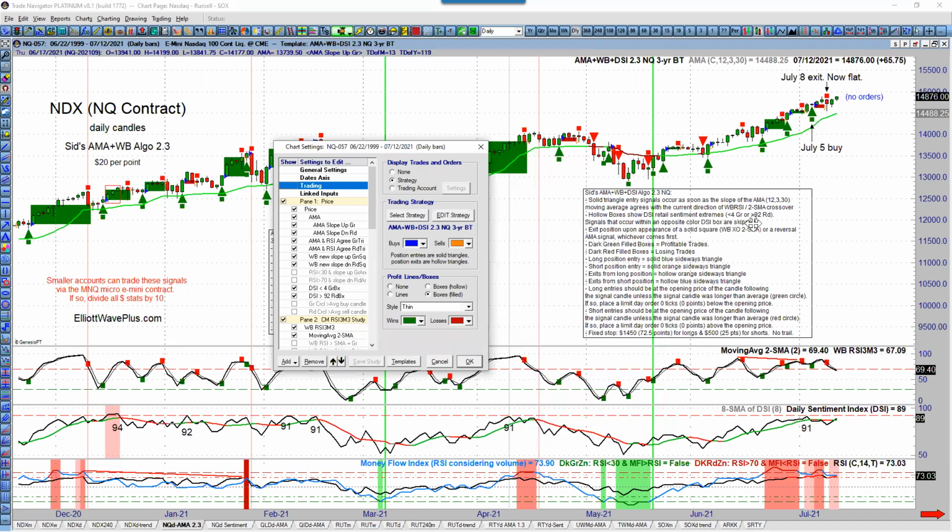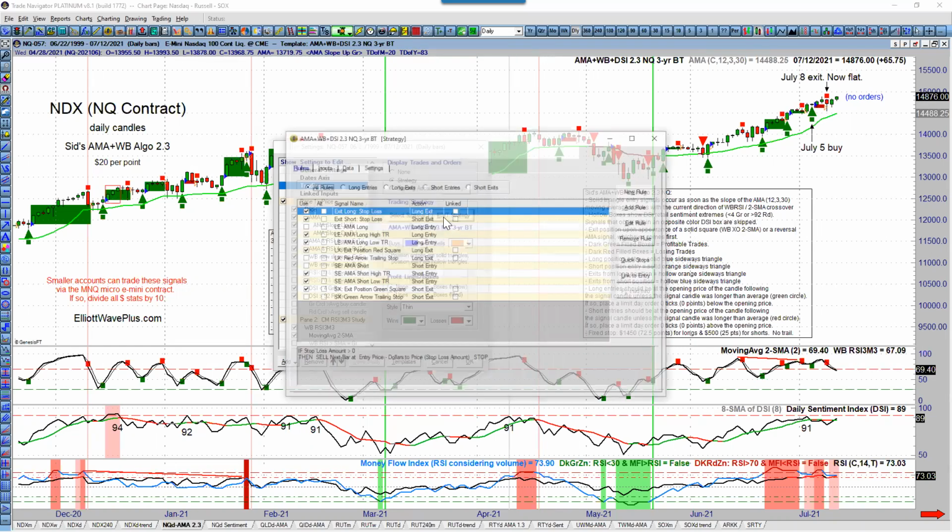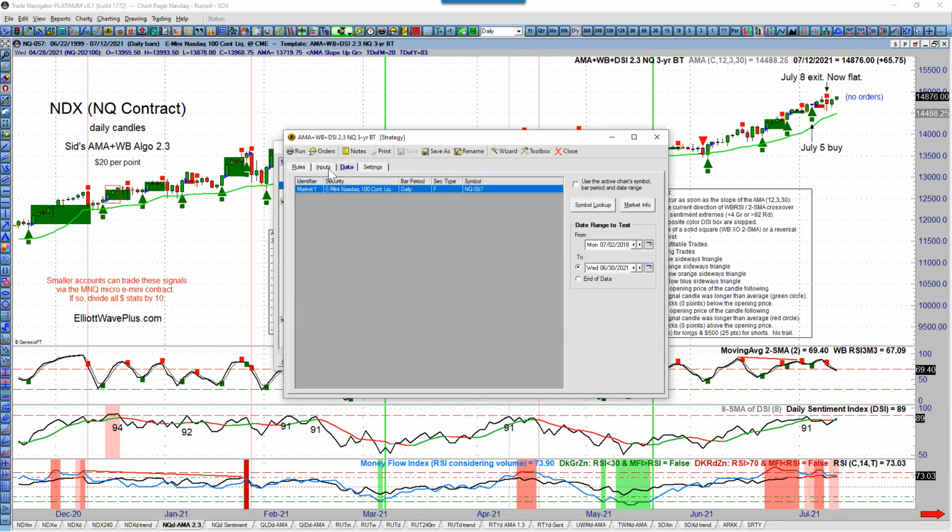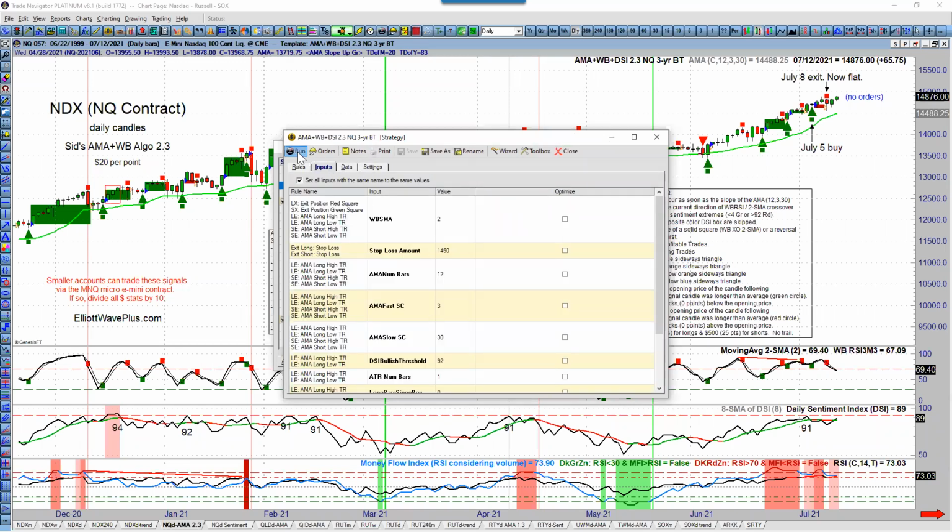So based on backtesting, if the daily sentiment index, or the percentage of retail traders that are bullish, is above 92, then it will refuse to take any new long signals as long as the DSI is coming in above 92. So we're going to take a look at this strategy. Everything looks good. We'll run it.